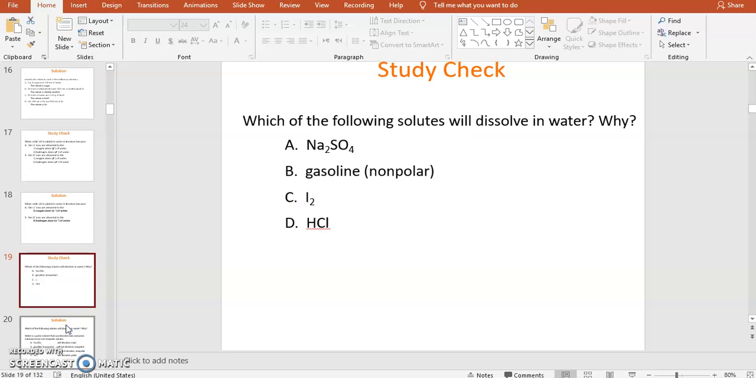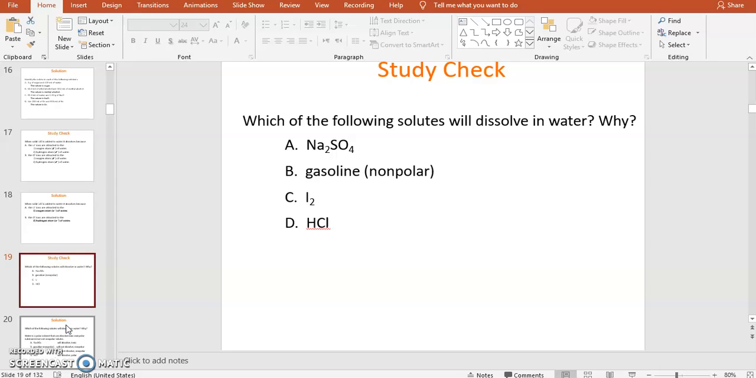Let's do one more study check. Which of the following solutes will dissolve in water and why? To determine if they will dissolve in water or not, we have to remember the rule: polar dissolves in polar, non-polar dissolves in non-polar. Okay, so water is polar, so we have to figure out any components here that will be polar or will ionize.